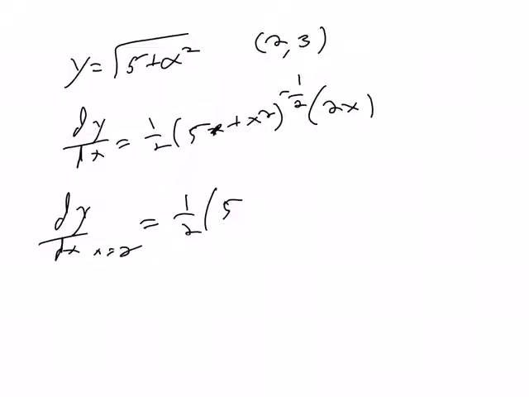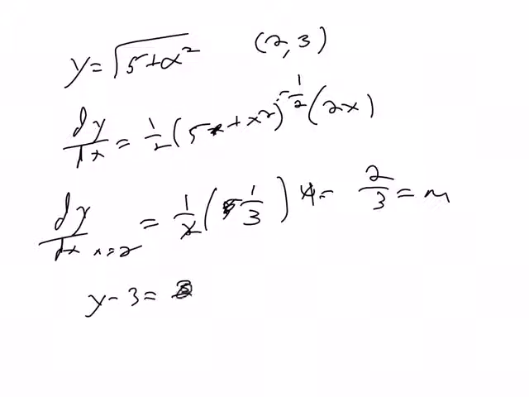5 plus 4 is 9. Take the square root of it, it's 3, so this is going to be a third, because we have a negative here. And then we have a 4 here, so the 4 and the 2 are going to cancel. I'm going to get 2 over 3 is equal to m. So now we're going to have y minus 3 is equal to 2 over 3 times x minus 2.